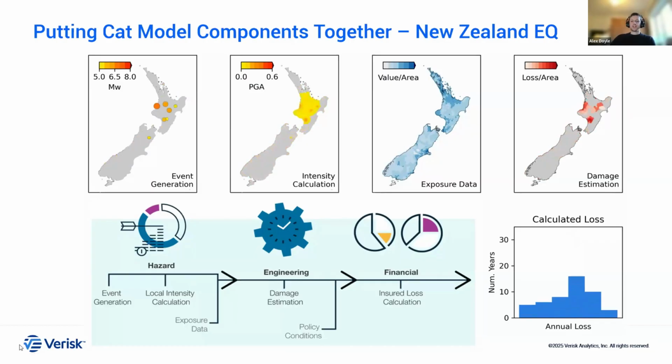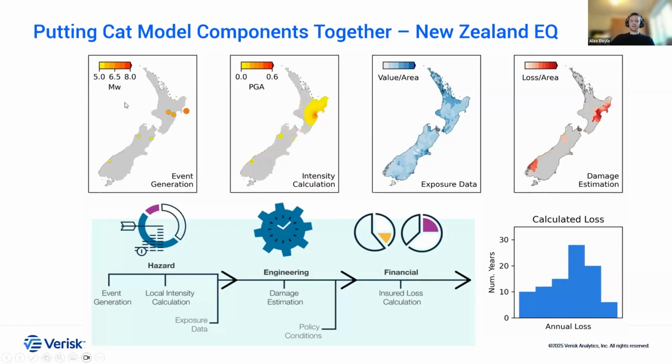Firstly, on the left, we generate events and define their intensity footprint stochastically, before the engineering module determines possible damage from these events. Finally, the financial module then calculates a monetary loss. This is the final output of catastrophe models, based on this damage and some policy conditions.